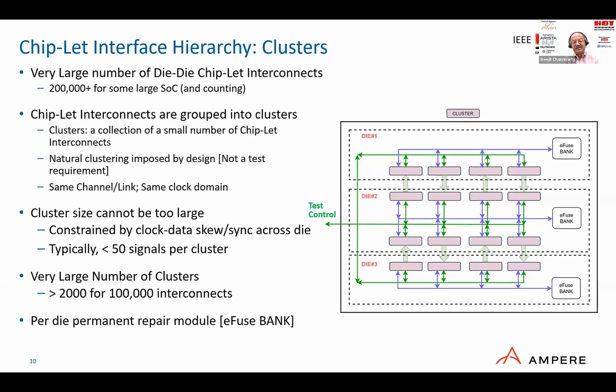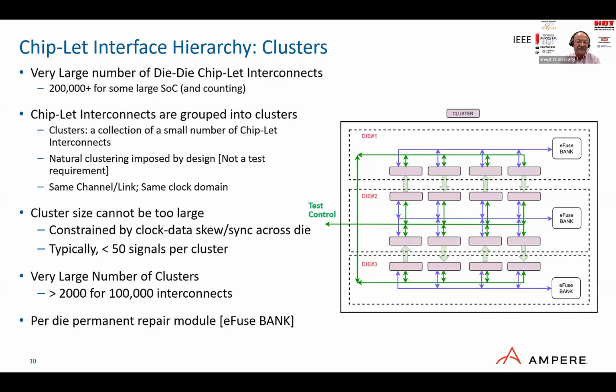We never design these interconnects to transfer data across all 200,000, so we never test them together. A cluster is nothing but a small collection of chiplet interconnects. These are natural clusterings imposed by the design. This is not a test requirement. Most of it comes from design requirements, because you have a clock and data, and there is a certain requirement for the skew between the clock and data. Unless a clock source controls a small number of interconnects, you cannot achieve that.